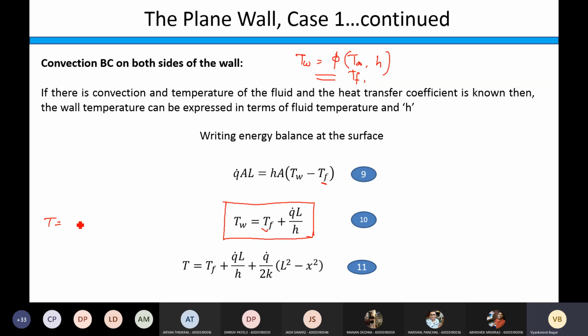Previously we derived this equation: T is equal to Tw plus q dot by 2k (L square minus x square). We derived this equation in the last slide. Here, when you are taking into account the convection on the sides of the slab, you have to replace this Tw by this equation. So that is what is done here. This Tw is replaced by this term, and then we write that T is Tf plus q dot L by h plus q dot by 2k (L square minus x square). Clear?